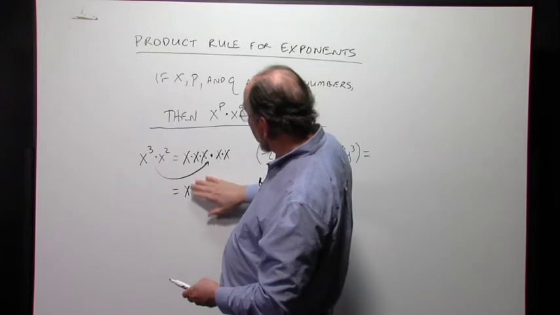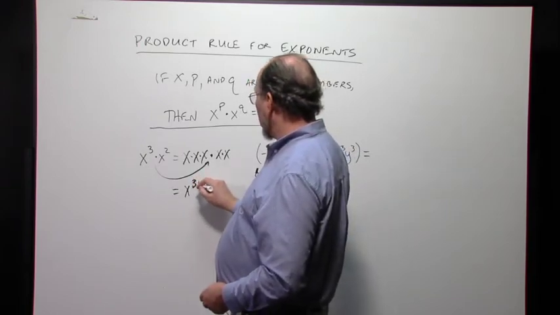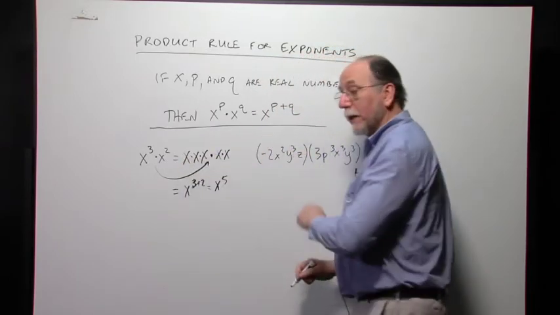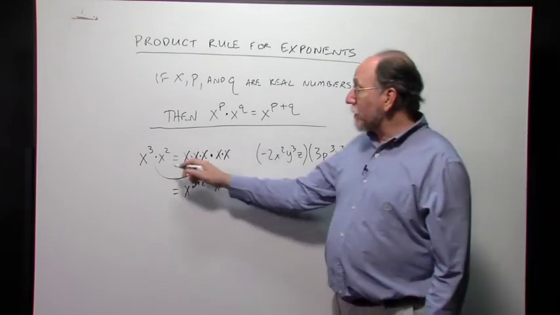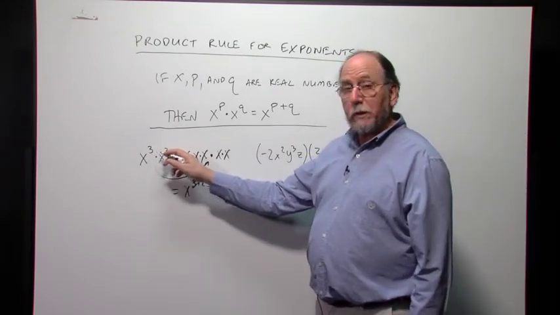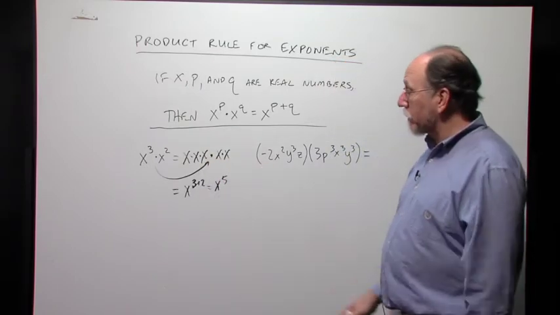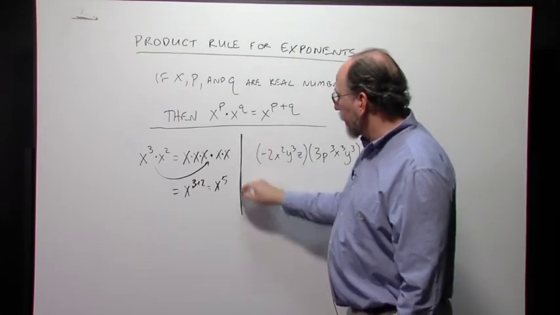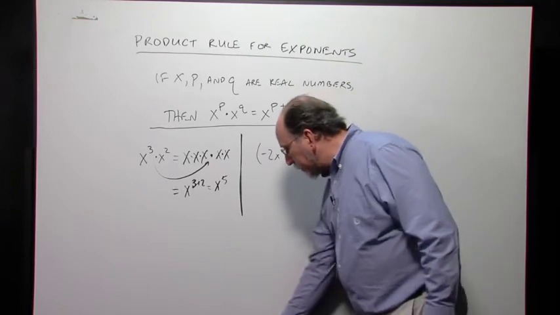Let me put it in the order it originated in. X to the 3 plus 2 is x to the 5th. And yes, there are 5 x's there. So that's why we add them, because these are not real numbers in this situation. They're counting how many factors we have. To count them all up, we add those counters. Okay, so that's the explanation of why that works. Now let's apply it to a more complicated problem.